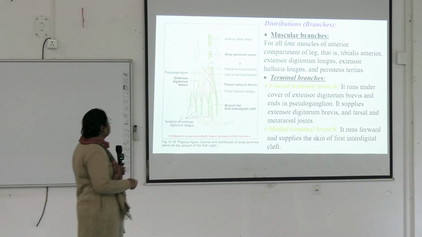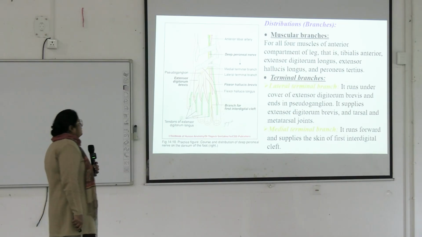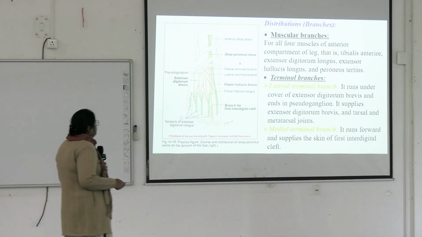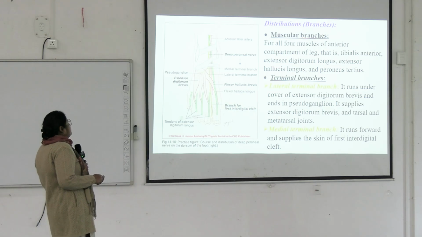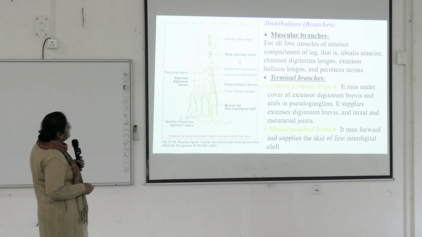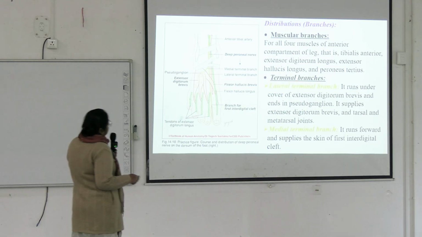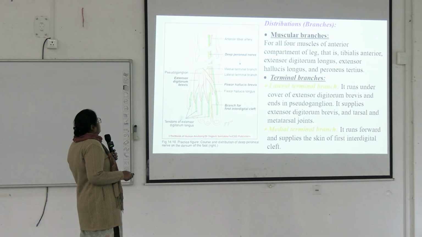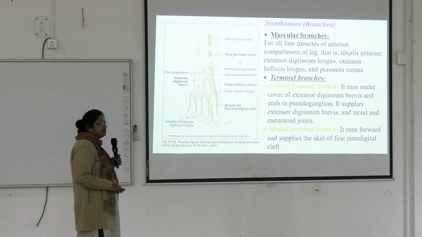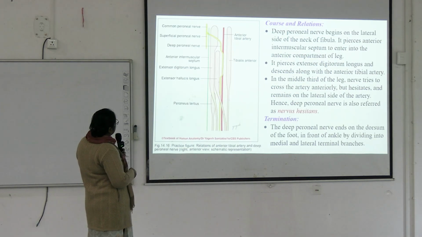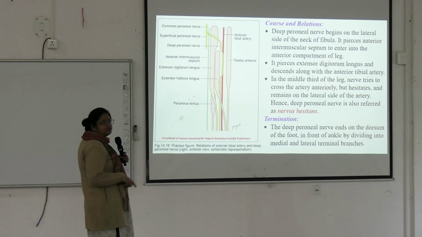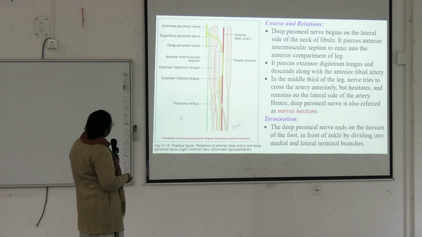Next, we are going to the branches of the deep peroneal nerve. Muscular branch or terminal branch. Muscular branch for all four muscles of anterior compartment of leg, that is tibialis anterior, extensor digitorum longus, extensor hallucis longus and the peroneus tertius. যে এখানে দেখ tibialis anterior, extensor digitorum longus, extensor hallucis longus, and the peroneus tertius. All these are supplied by deep peroneal nerve.